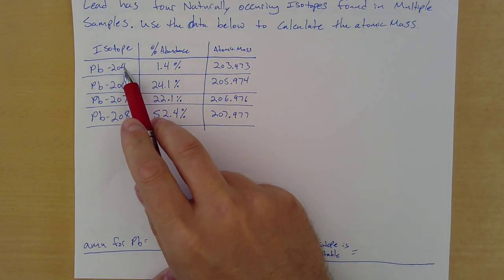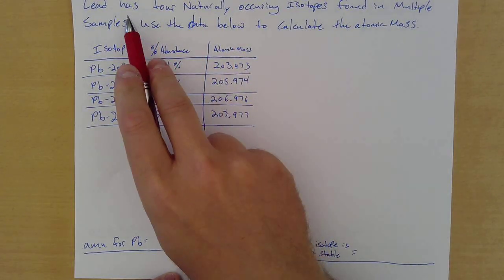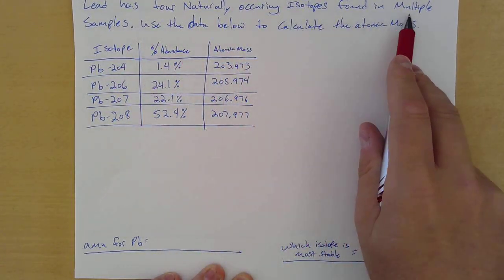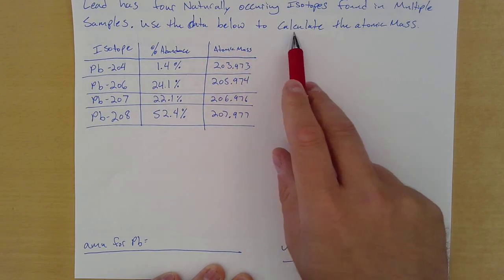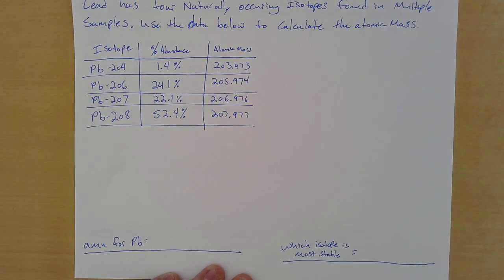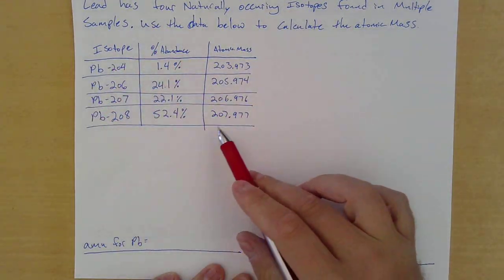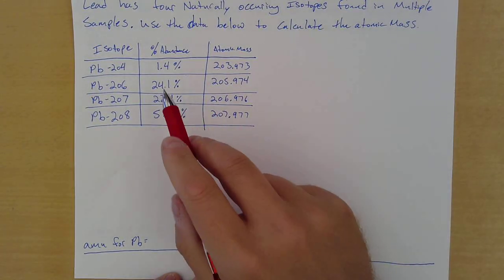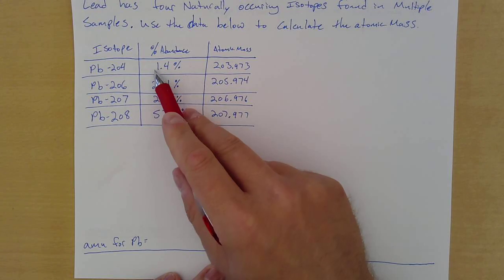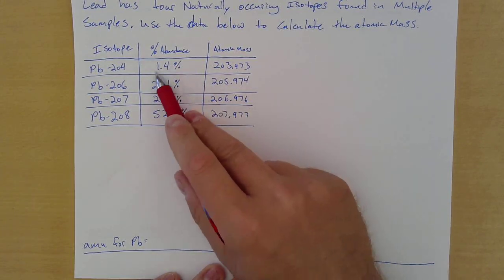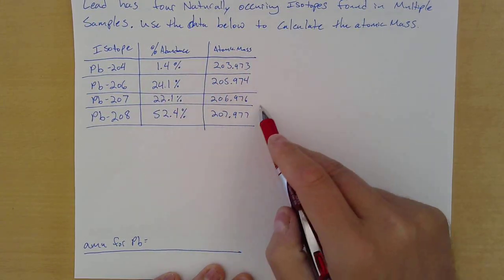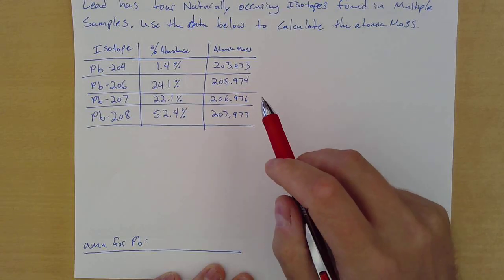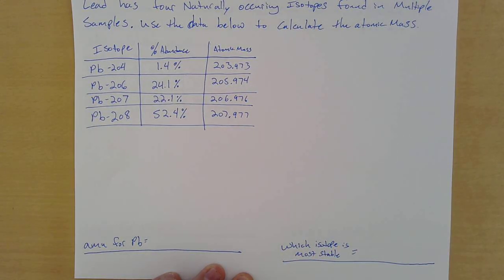So this is for lead. Lead has 4 naturally occurring isotopes found in multiple samples. Use the data below to calculate the atomic mass. I got all of this data, but what does it actually mean? Well, like I said a second ago, if we turn all of these percentages into decimals, multiply by this column, and add all these things together, that should give us the right amount.